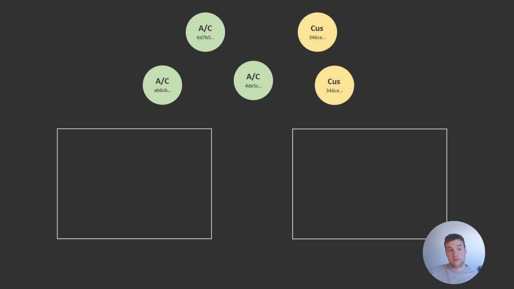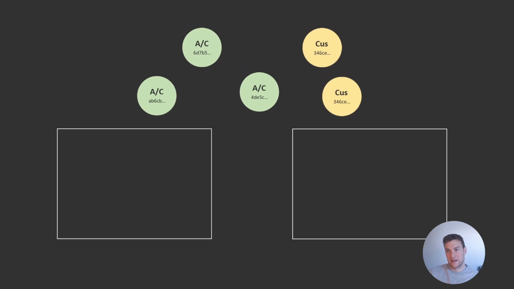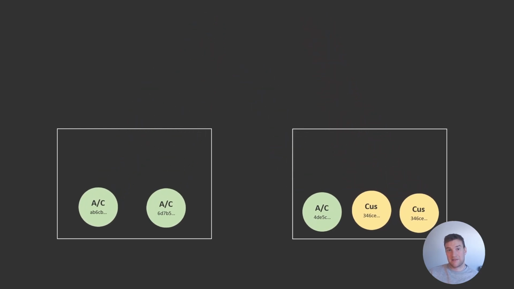So say we have these two silos here, and we've got these grains that we've seen previously. We've got a couple of account grains and a couple of customer grains. Orleans will activate these grains across our silos depending on our configuration. So in this case, one of our silos has the two account grains because it's configured to only activate account grains, while the other one has both account and customer grains.